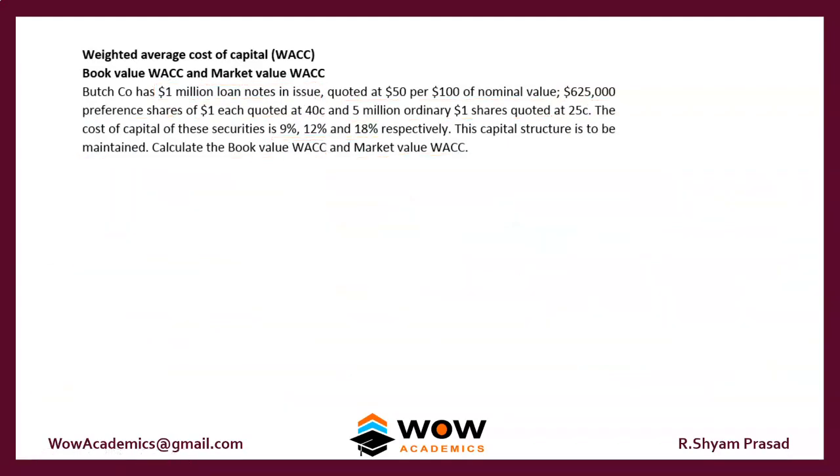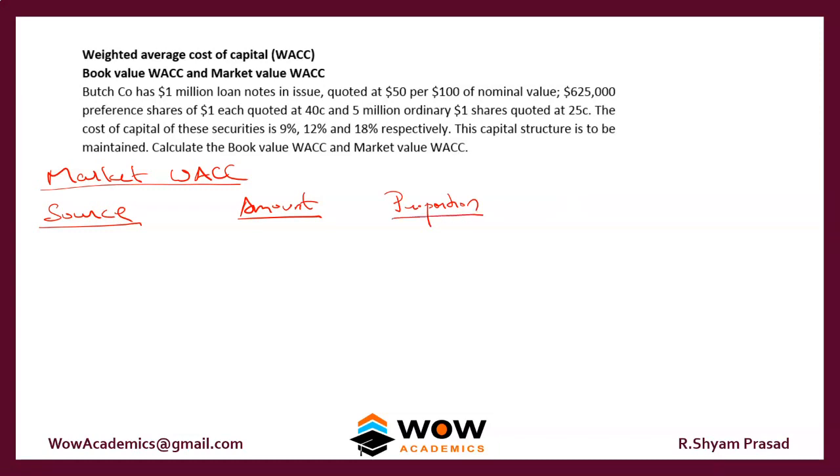So we'll look at the market value here. The same question, we'll have the same approach to do it. We'll start with the source, the market value WACC. We'll start from source, the amount of capital, the proportion of capital, and then we have the cost of the capital, and we multiply the third column into the fourth column. We'll get the answer. We'll start in the same order, from loan.